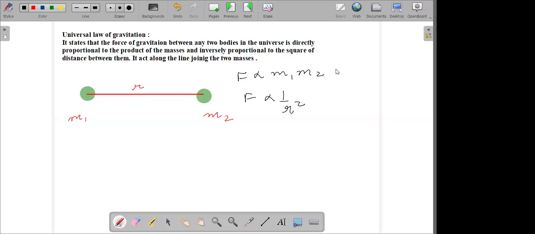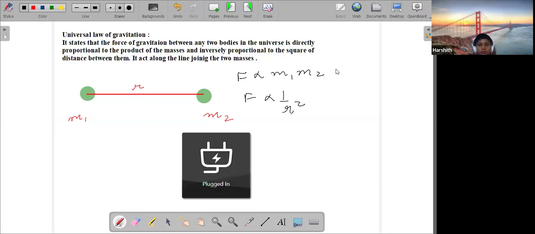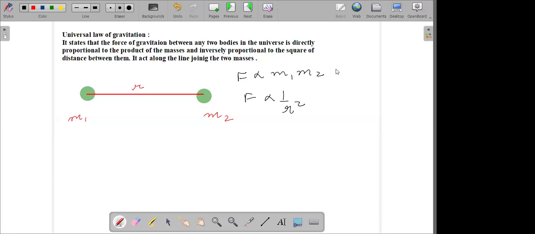Okay, so Harshit, can you say the statement now for the universal law of gravitation? It states that the gravitational force between any two bodies in the universe is directly proportional to the product of the masses of both the objects and inversely proportional to the square of the distance between them. Yes, it is inversely proportional to the square of the distance between them, and it is proportional to the product of the masses.